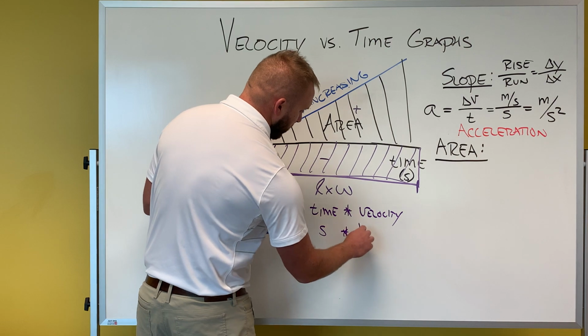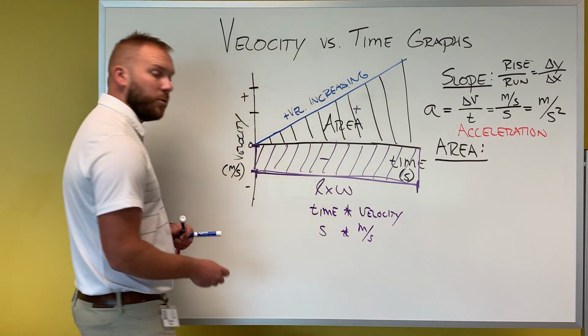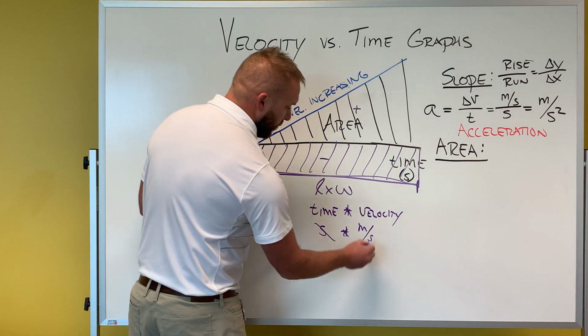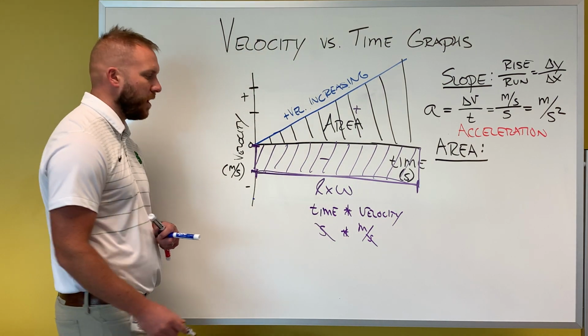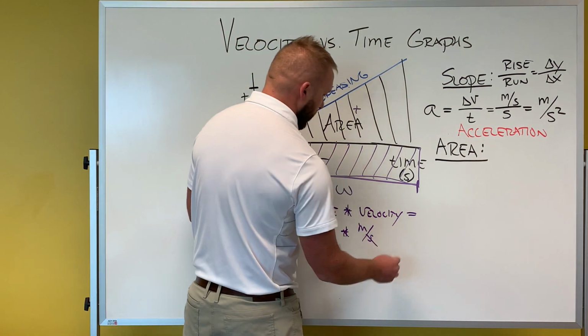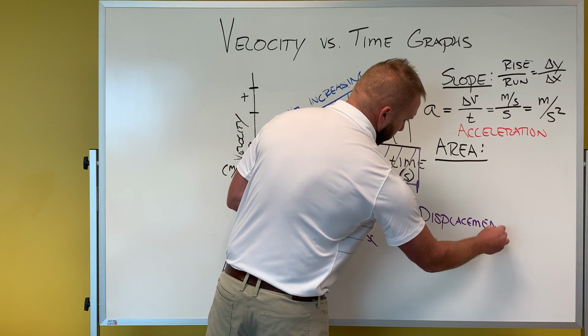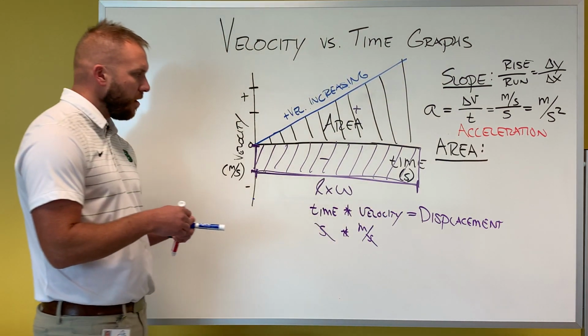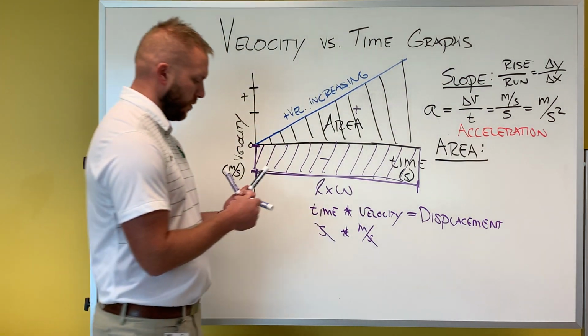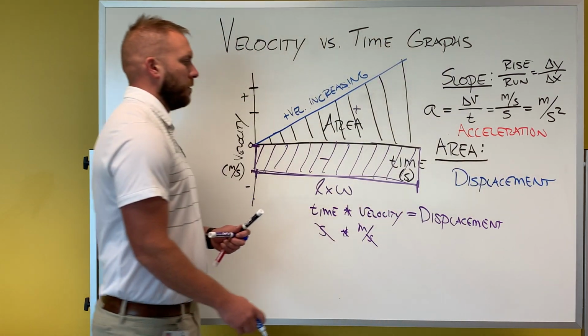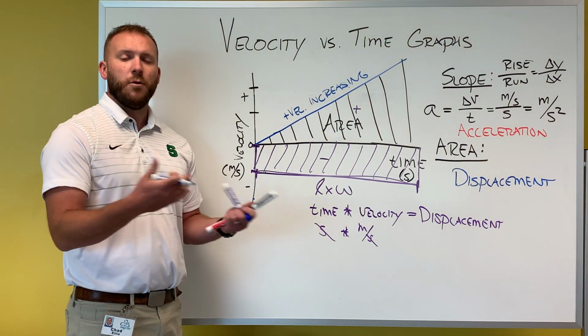That's measured in meters per second. And what we get is when we have seconds times meters per second, the seconds cancel out, and that actually gives me my displacement. Okay? So the area is your displacement. And the displacement can be either positive or negative.